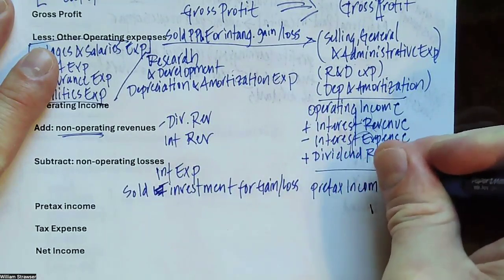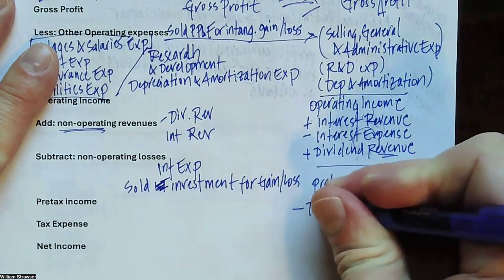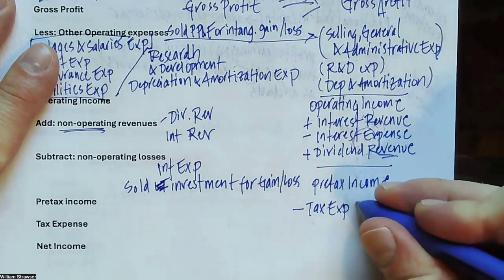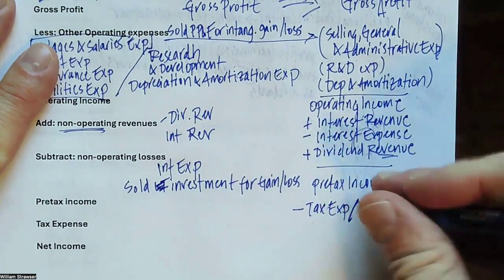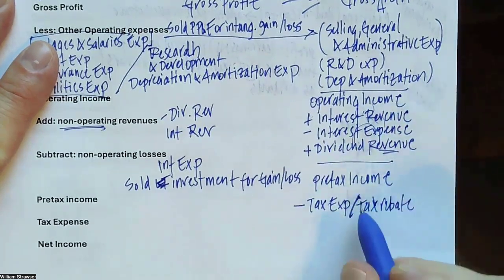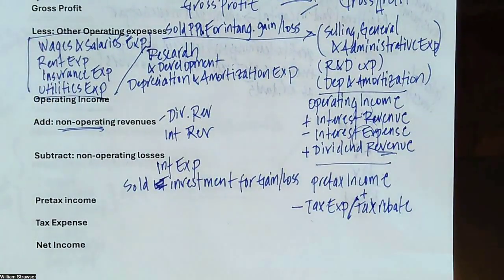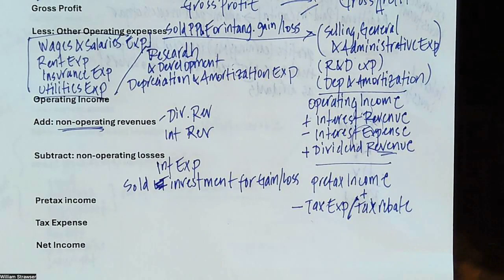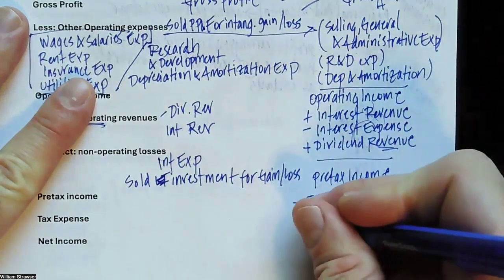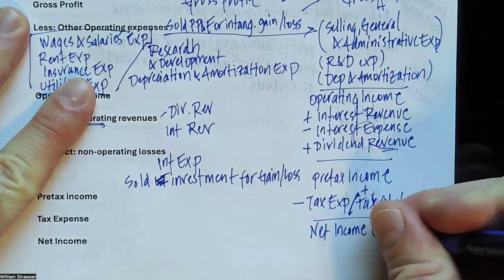And depending on whether that pre-tax income is positive or negative, if it's positive, then we're going to have tax expense. But remember, in the practice problem we're doing with Richter, they had negative pre-tax income, so they actually got a tax rebate. If it's a tax rebate, you add that, because it reduces my pre-tax loss. You subtract the tax expense or add the tax rebate, and that gives me net income, or if it's negative, loss.